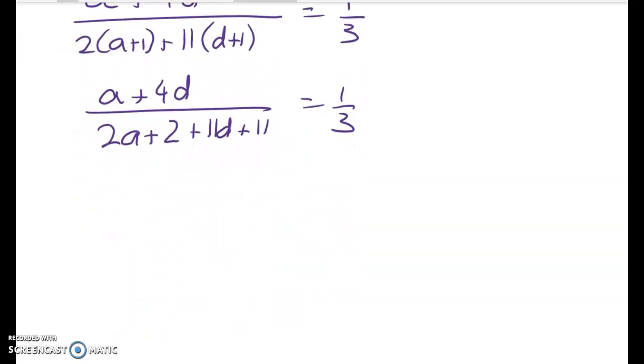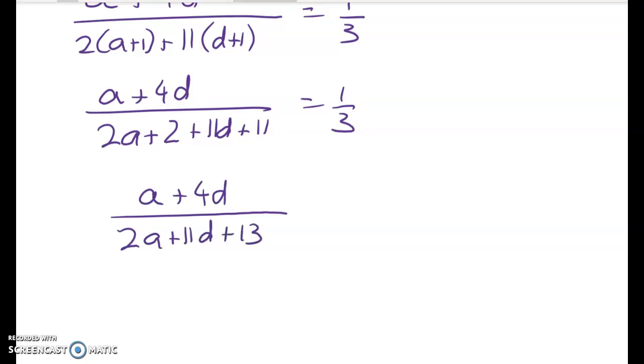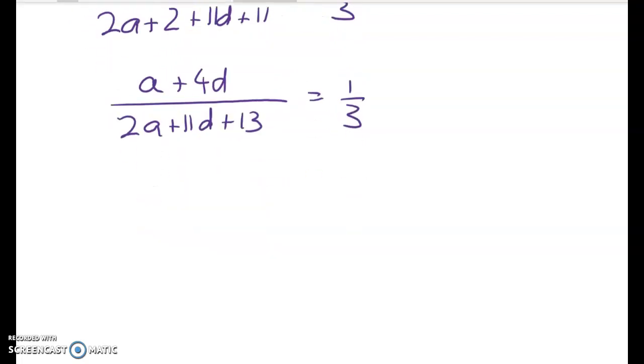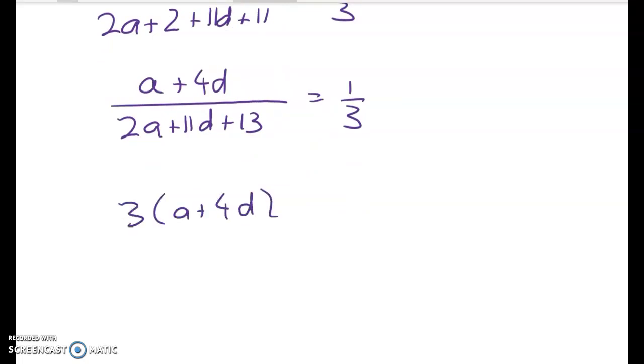Right, I'm doing this really slowly because if you don't, you're likely to make mistakes, and then it won't all work out nicely. So 2A plus 11D plus 13 is equal to 1/3. And now we've got 3 times A plus 4D. Okay, so on the right-hand side, we've got just 2A plus 11D plus 13. I think this is the boringest question in the whole paper, but there you go.